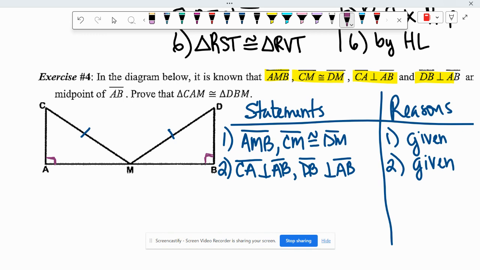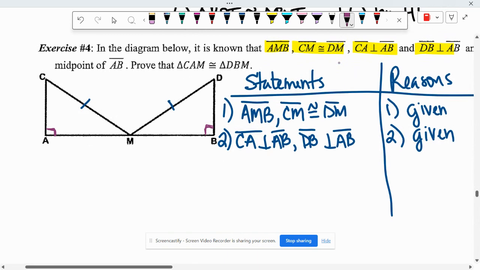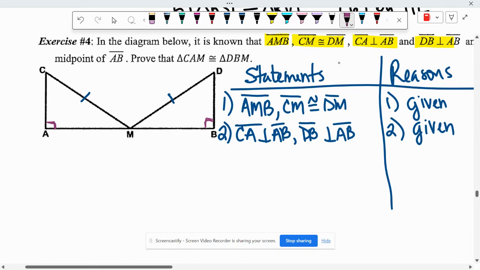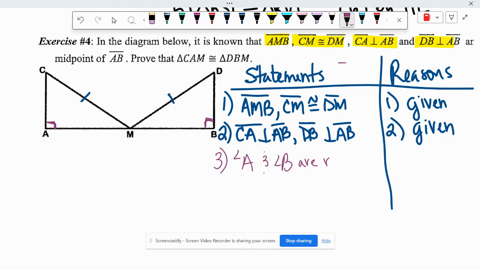So what do you think I should say next? Think about what we did up top. I can't say that they're right triangles until I say that I have right angles. So let's say that. What two angles do we have that are now right because of the perpendicular lines? Angle A and angle B. Angle A and angle B are right angles. Why am I able to say that?